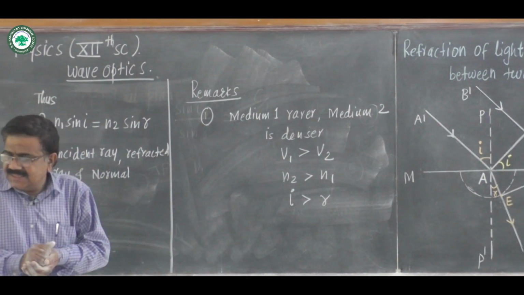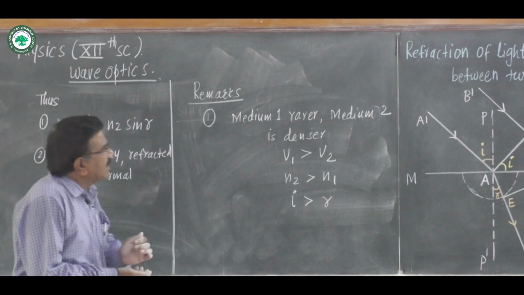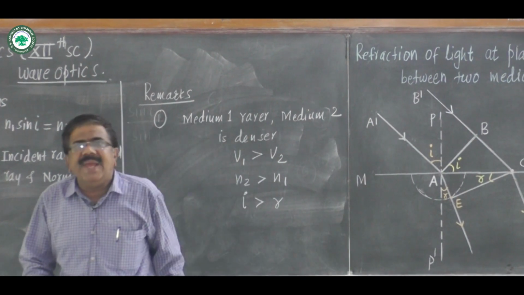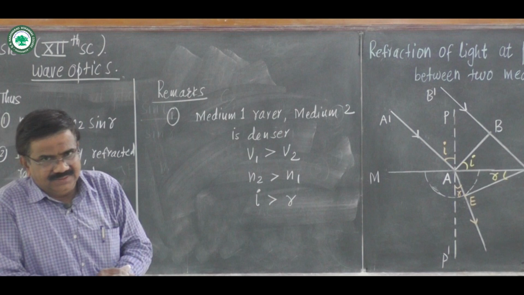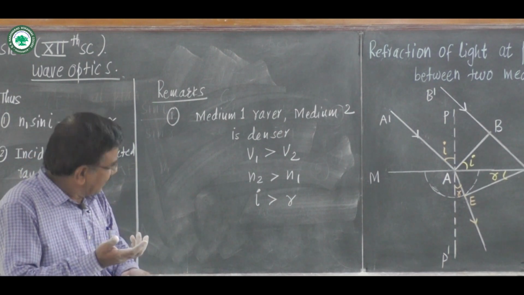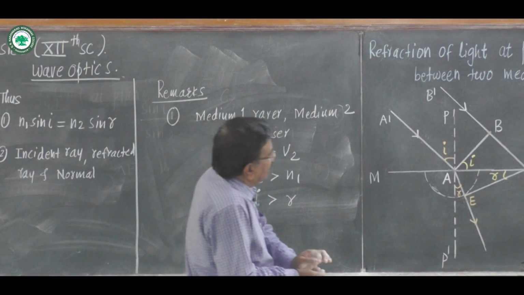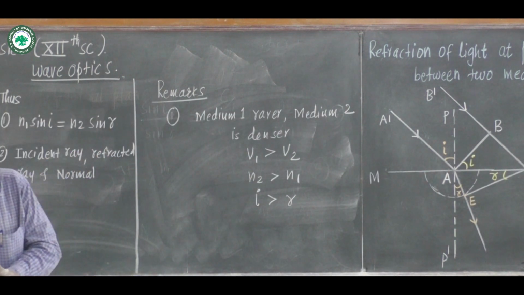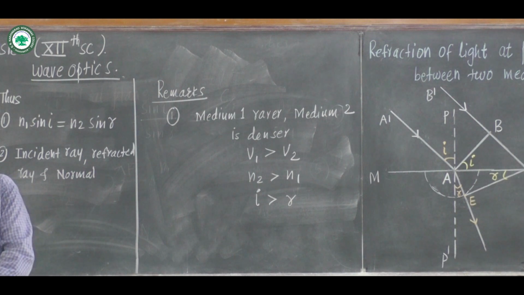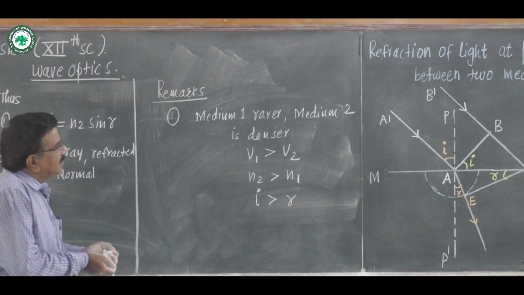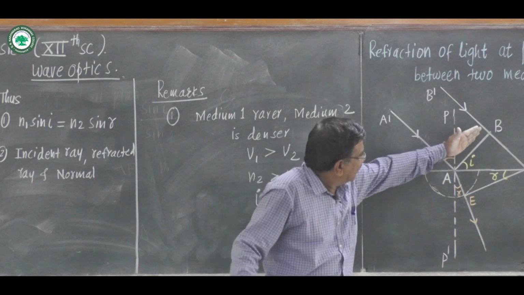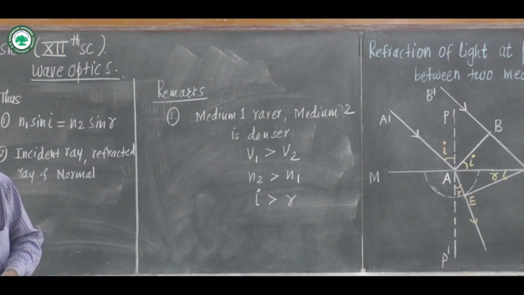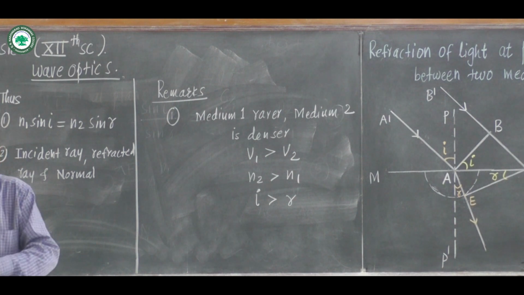What does it indicate? When light travels from rarer to denser medium, it bends towards the normal, and vice versa. That is, if it travels from denser to rarer medium, it bends away from the normal. The refracted image is not inverted. There is no lateral inversion like in reflection.